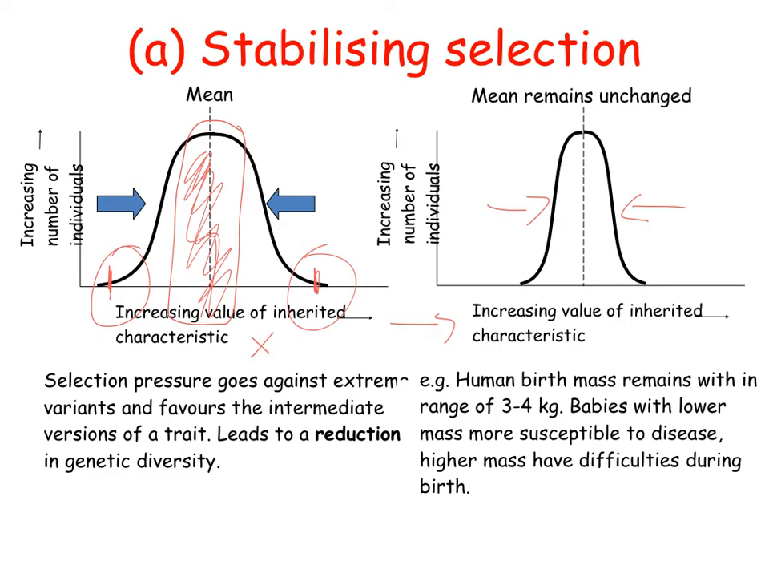An example of that is human birth mass, which remains within a range of 3 to 4 kilograms. Babies with a lower mass are more susceptible to disease, so with a lower mass over here they're more likely not to survive. A higher mass can lead to difficulties during birth, so the baby might not even survive the birthing process. We'll have a look at some other examples for all of these types of selection later on in this video, after I've gone through the shapes of these curves.